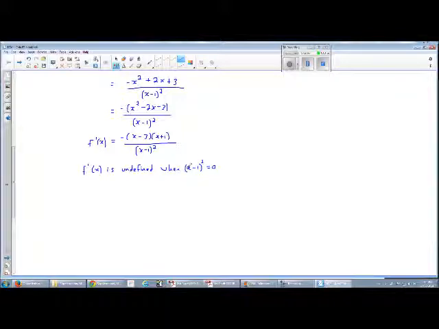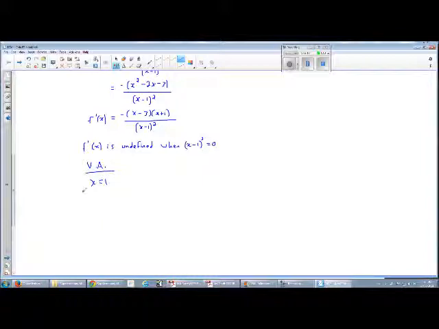And that will actually give us a vertical asymptote. And so when x minus 1 all squared equals 0, that is when x equals 1. Now, in terms of horizontal tangents, these will occur when the derivative function, the gradient function, equals 0.